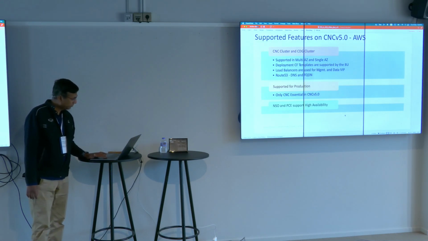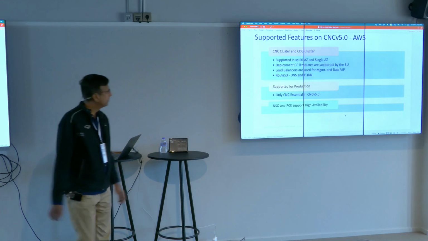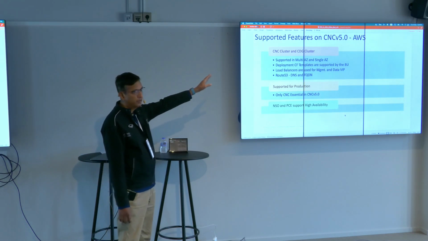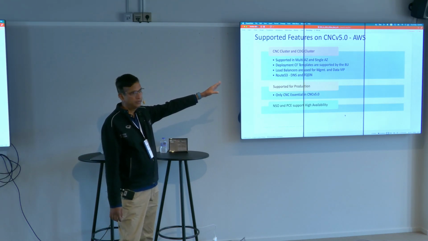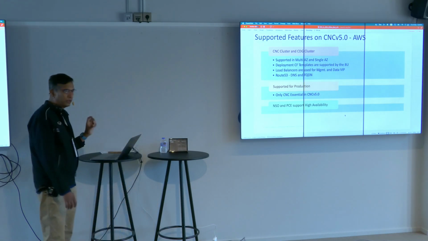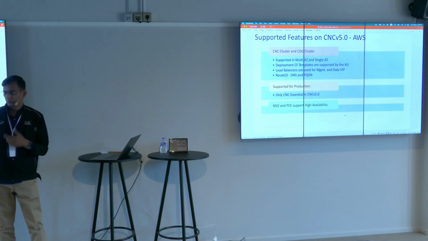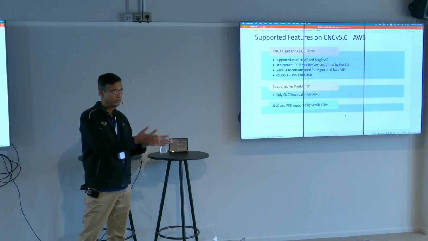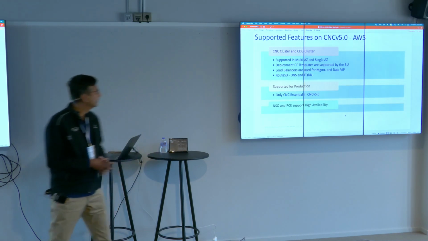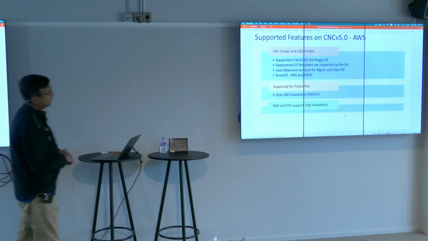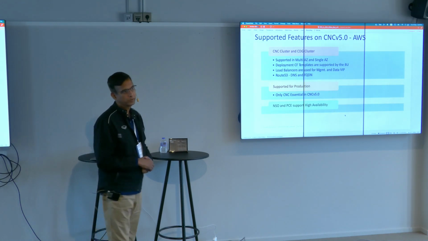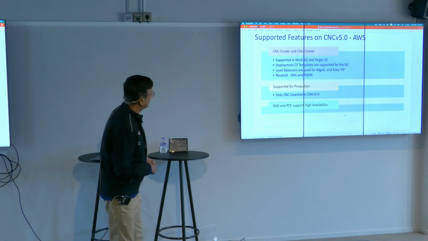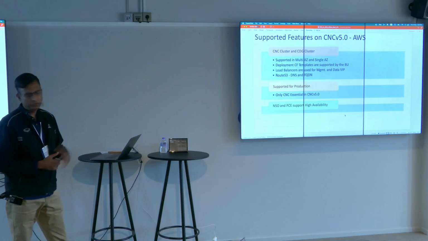And this is what we can do in CNC 5.0. You can have multi availability zone or single AZ. In TaskCat, you can choose how many availability zones you want to use. If you don't want to put all the images in one zone, you can split them. Then the deployment CloudFormation templates are supported by the BU, so you can take them from CCO and use them.